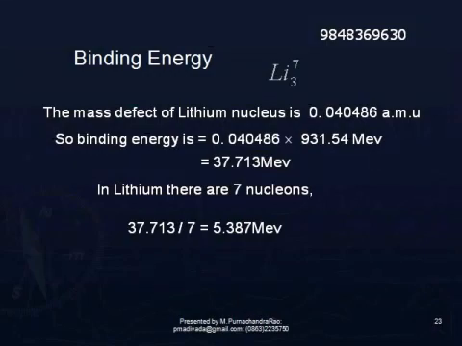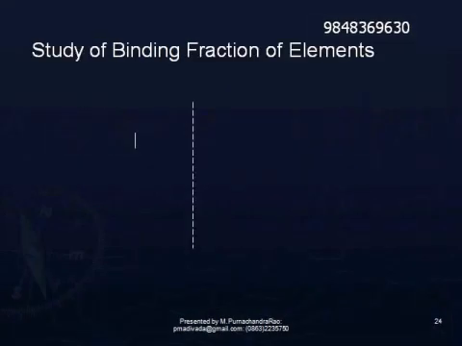In the lithium nucleus, there are 7 nucleons. So the binding fraction is 37.713 divided by 7, which is equal to 5.387 MeV. Like this we can calculate the binding energy and binding fraction.